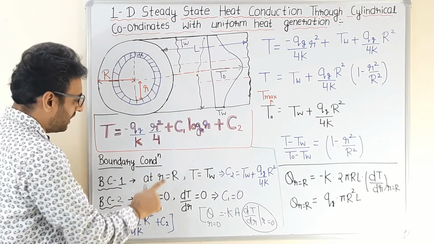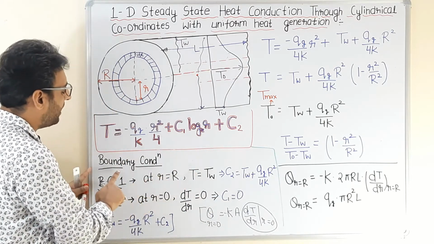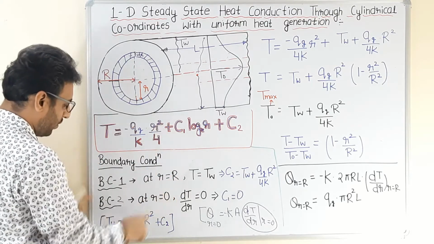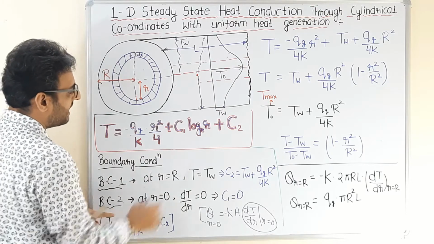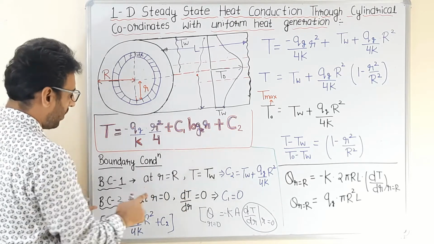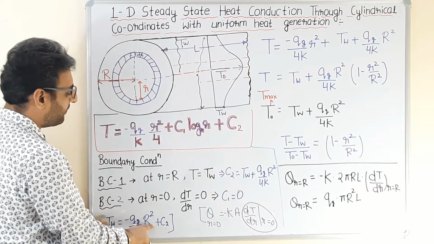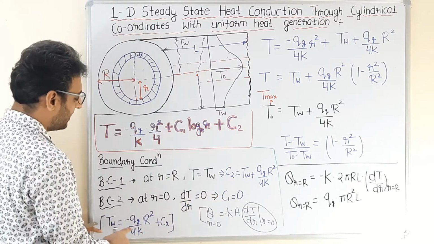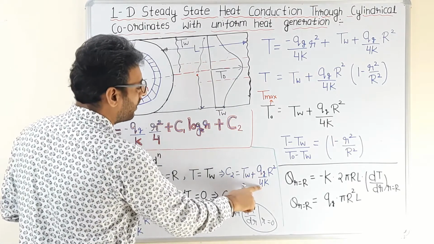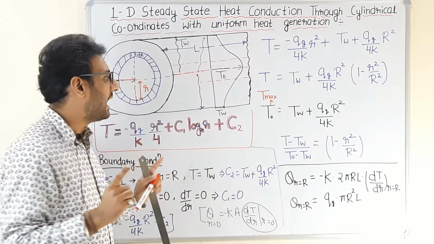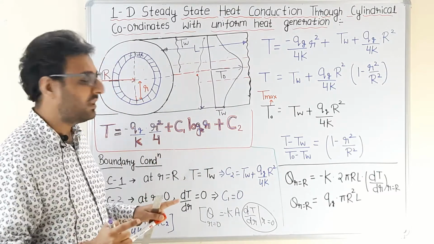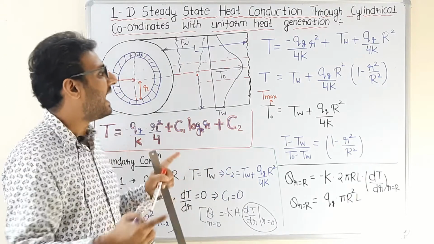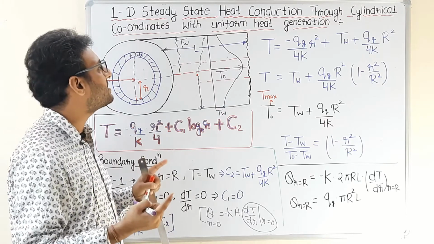Similarly, when we put the value of boundary condition number 1 in this equation, we get at r equals capital R, C1 is already 0, T is TW. After solving, we will get the value of constant C2 as TW plus QG by 4K into capital R squared. After substituting the values of C1 and C2 in this equation, we will get the final expression for temperature distribution in our system.